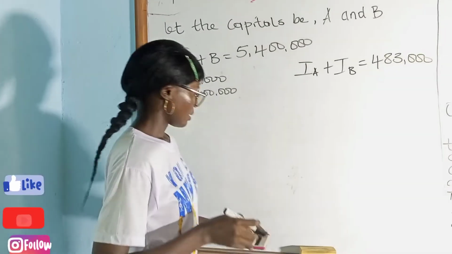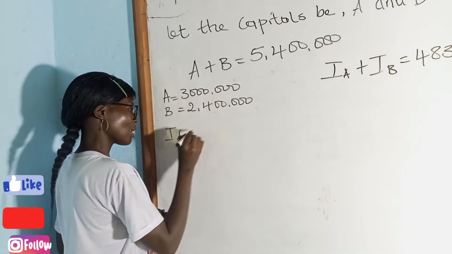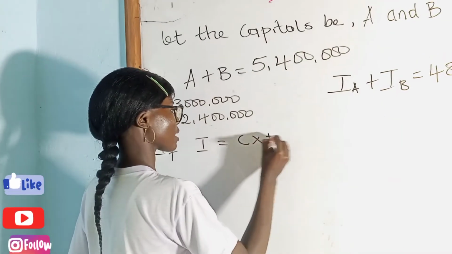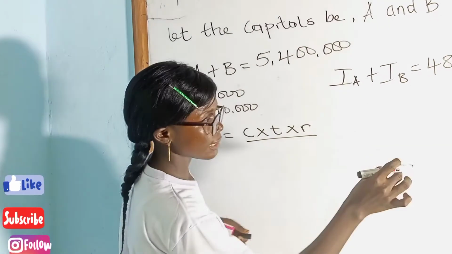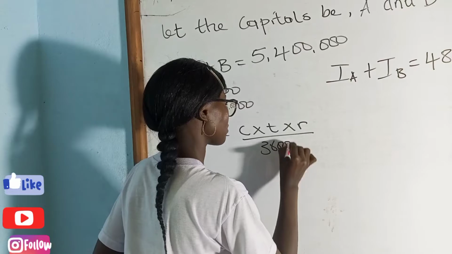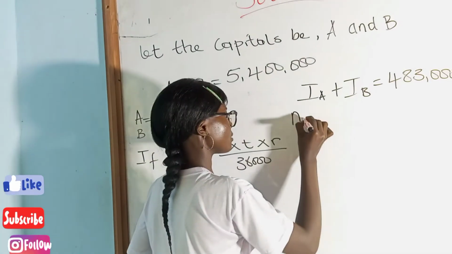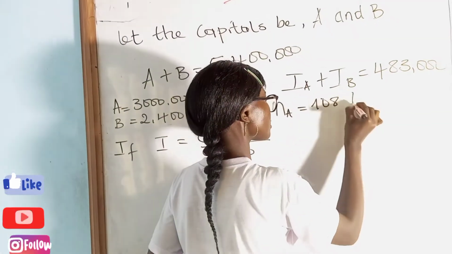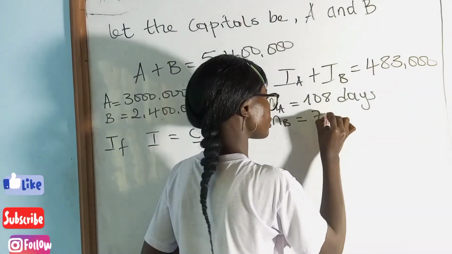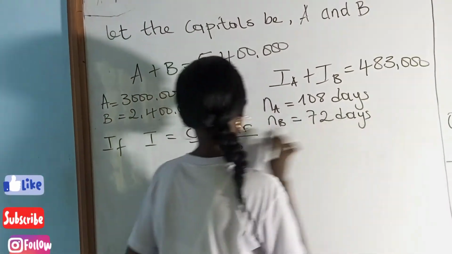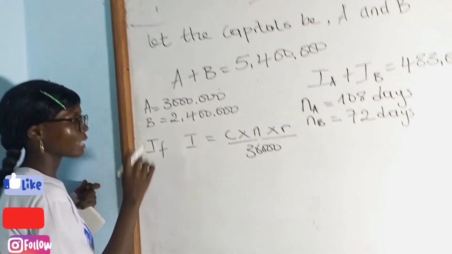Calculate the rate. They gave us the total interest. Interest is equal to capital times time times rate, you can use n or t, depends on you. The time was given in days, so divided by 36,000. For A, nA for the first one is equal to 108 days, and nB is equal to 72 days. Alright, that's it.